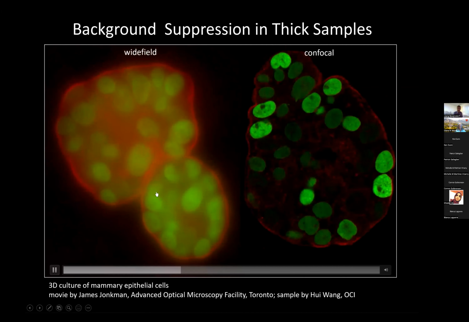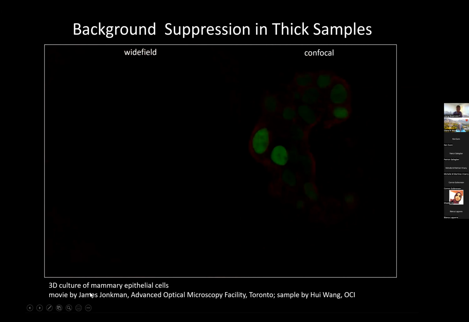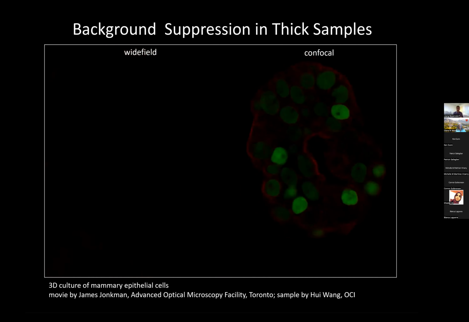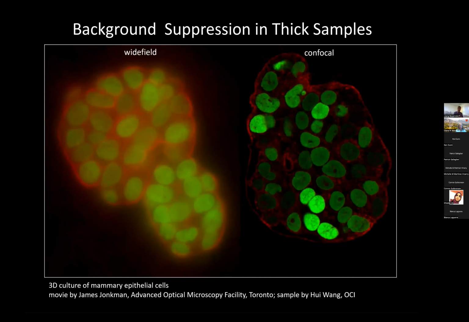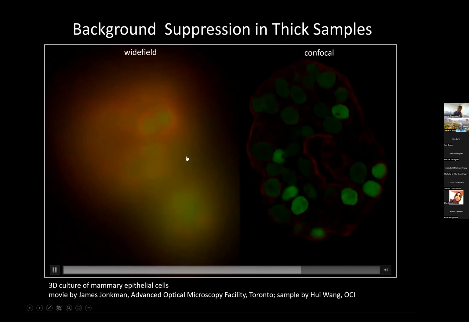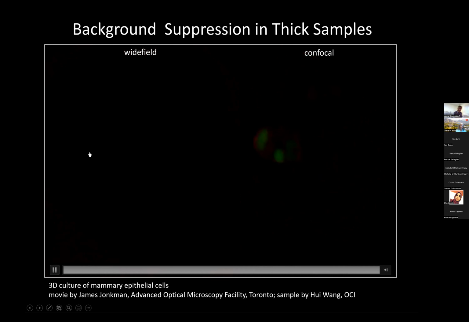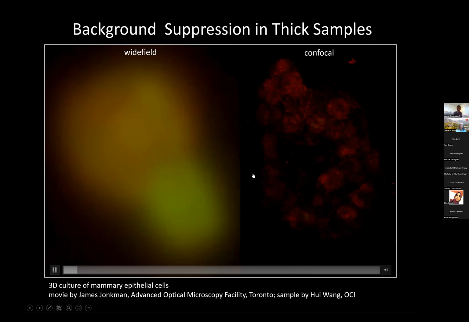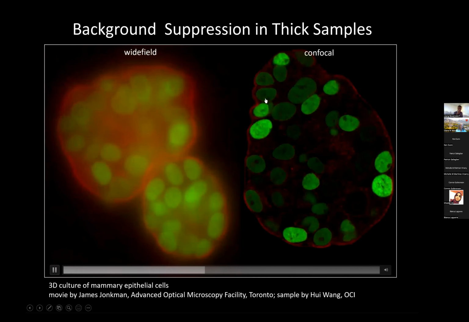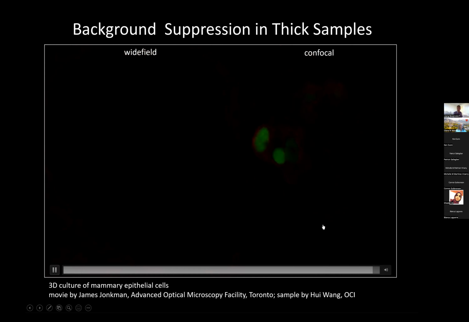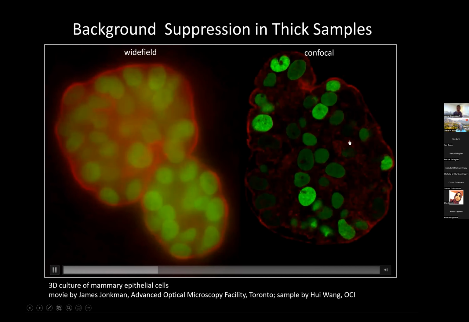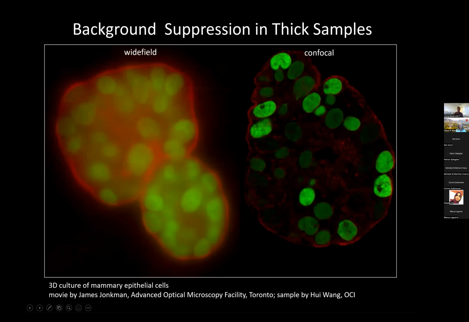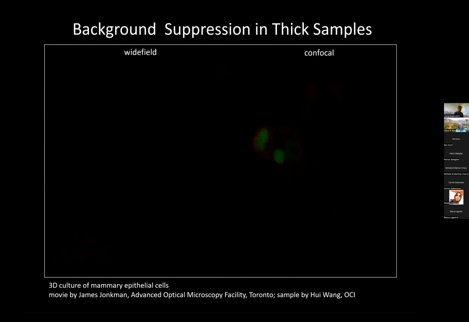So now let's come back to that original sample that I showed you, this 3D culture sample. And that's actually not a sample by myself. That was provided by James Jonkman, who is working in Toronto, and who I could convince to share these slides with me. So here on the left, you see that wide field image, and on the right you see another image taken with a confocal microscope, not exactly the same 3D culture, but same staining from the same sample. And now I think you see a clear difference in the out of focus suppression that you get with the confocal.